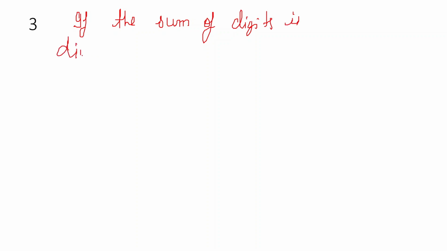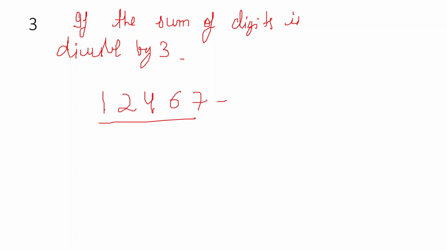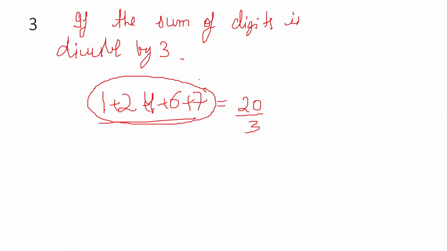Now let's see the divisibility rule of 3. Generally in the books you will get this rule that if the sum of the digits is divisible by 3, then the number would be divisible by 3. Let's understand this. Suppose this is the number 1, 2, 4, 6, 7. If you add the digits of this number, you'll get 4, 3, 7, 6, 13, 20. Here you can see 20 is not divisible by 3, therefore this number is not divisible by 3.